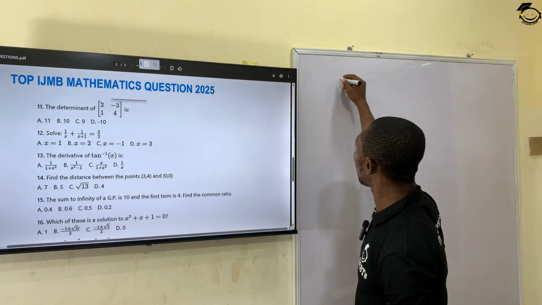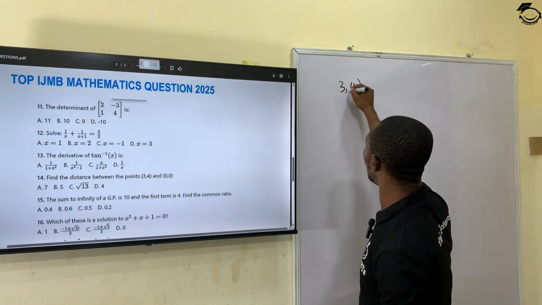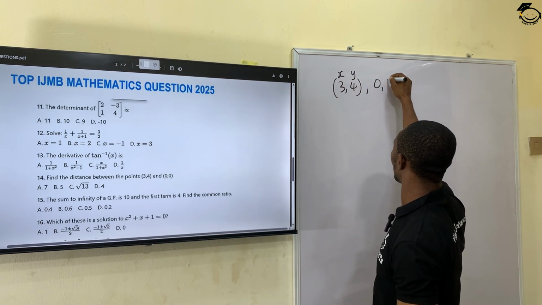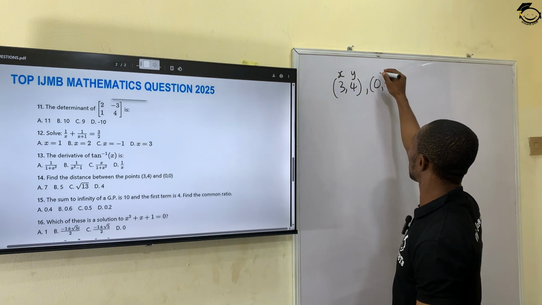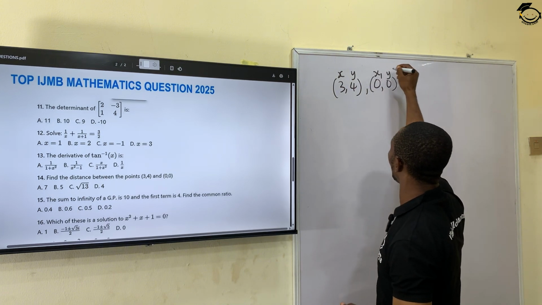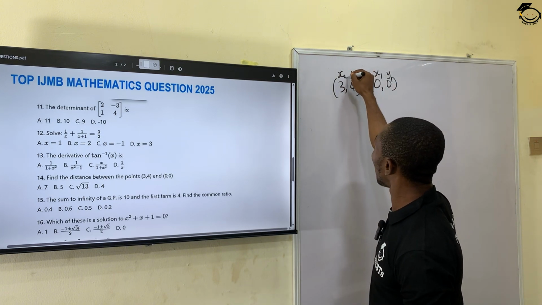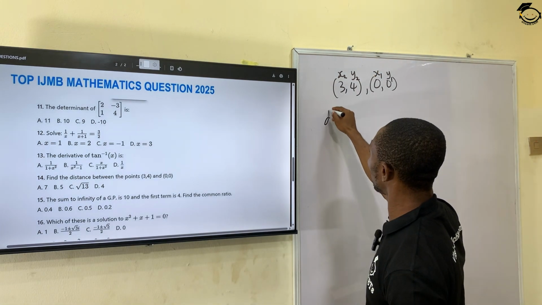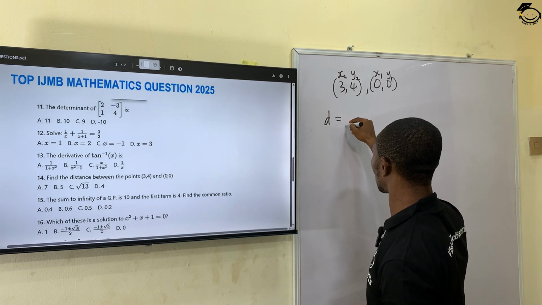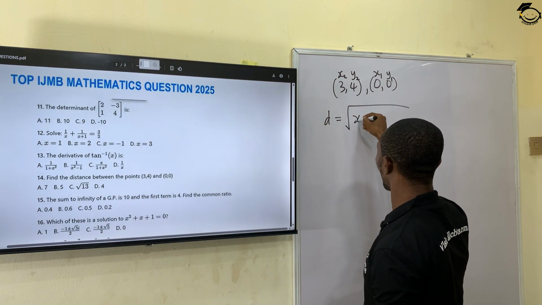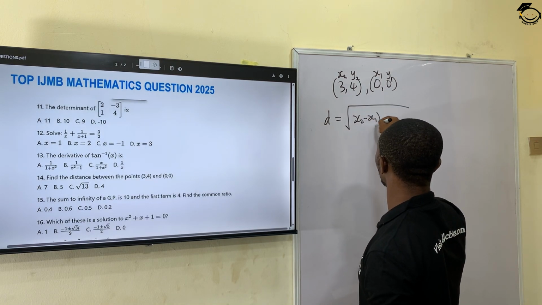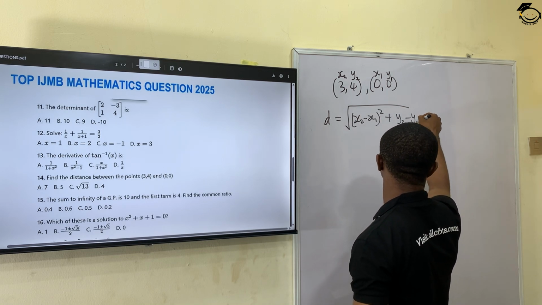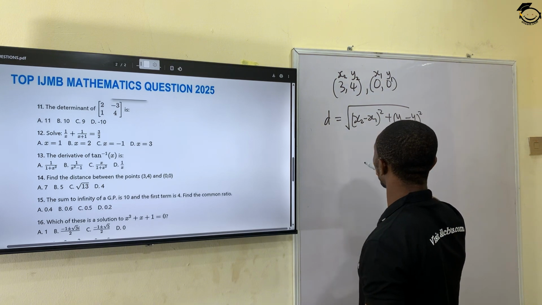Find the distance between the points (3, 4) and (0, 0). Now, we have our 3 and 4. This is x and y. And our next is 0 and 0. Since these are origin points, this will become x1, y1, x2, y2. And for finding our distance, we are using the formula d equals root of (x2 minus x1) all squared plus (y2 minus y1) all squared.